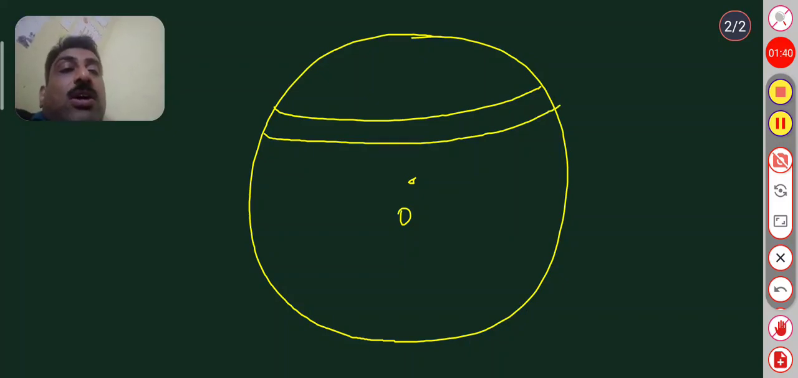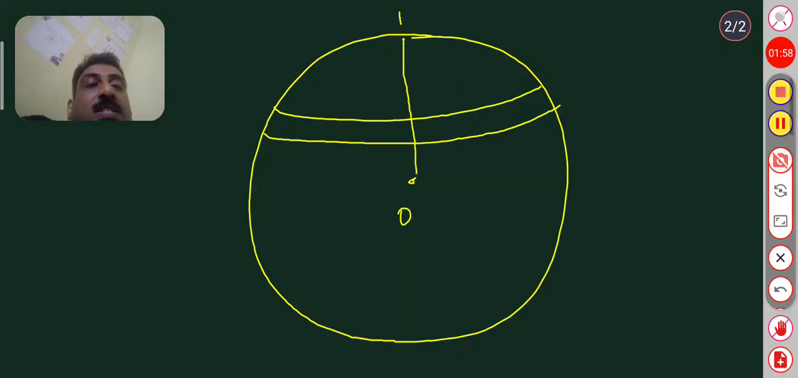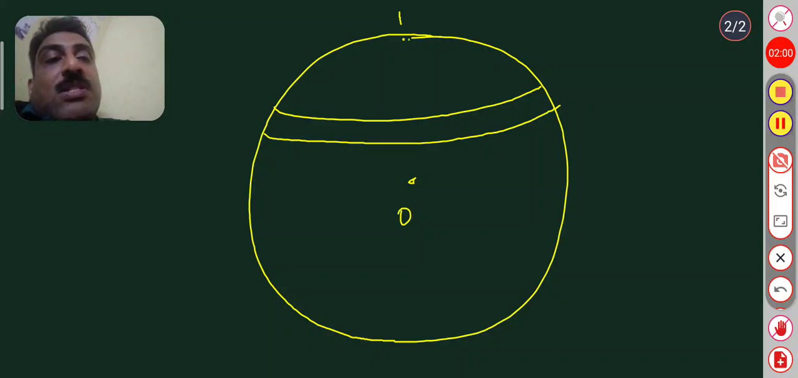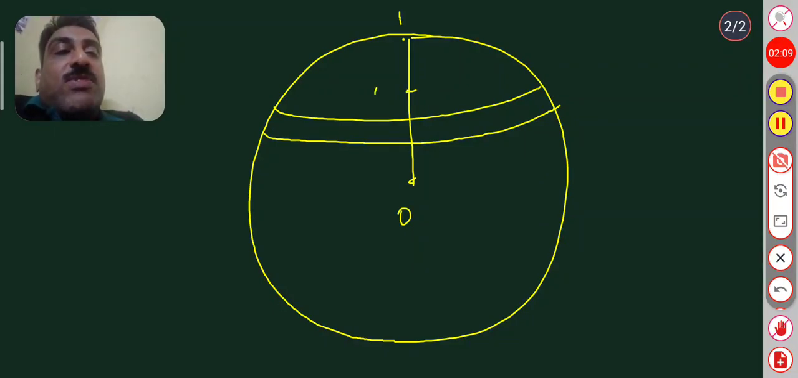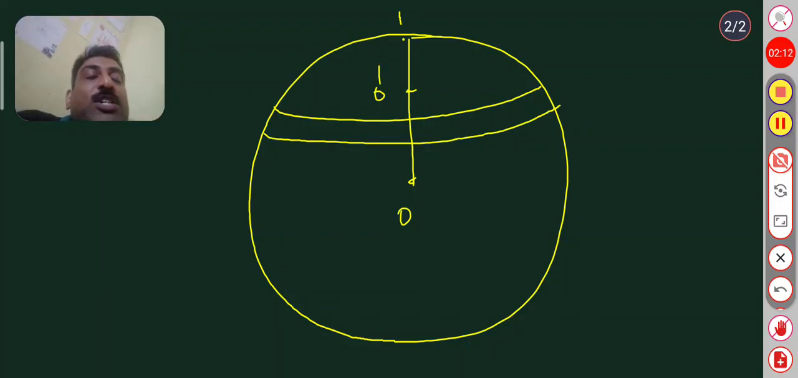If you see this ring, it has a center somewhere here. This is the axis, and this is the radius. Which one? This is the radius, and this is the axis. Somewhere at this point is the center of this ring, let me call it O dash.